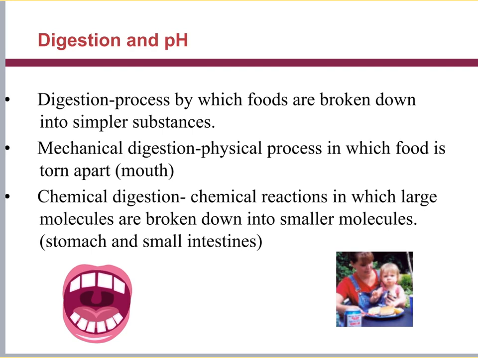Okay, now just talking about a real live process with pH and digestion. So you guys know that digestion is the process by which foods are broken down into simpler substances. There are some different types of digestion. First off, we have mechanical digestion, which is what happens in your mouth, the physical process of your teeth tearing apart the food. Then down in your stomach, we have chemical digestion. And this is where pH comes in, because the gastric juices are very acidic, and we can use those acidic solutions to chemically break down large molecules into smaller ones. This chemical digestion happens in your stomach and small intestines.